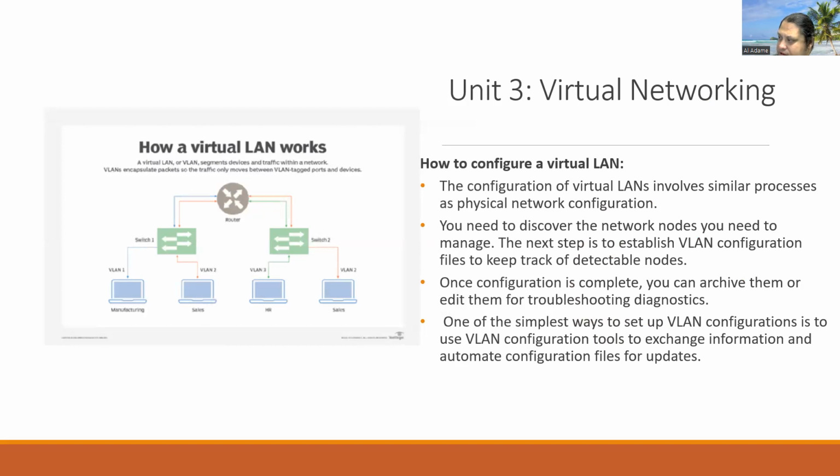The configuration of VLANs or virtual LANs involves similar processes as physical network configuration. Good to know. You need to discover the network nodes you need to manage. The next step is to establish VLAN configuration files to keep track of dedicated nodes. Once configuration is complete, you can archive them or edit them for troubleshooting diagnostics. One of the simplest ways to set up a VLAN configuration is to use VLAN configuration tools. Tools, that's what they're for, to exchange information and automate configuration files for updates.